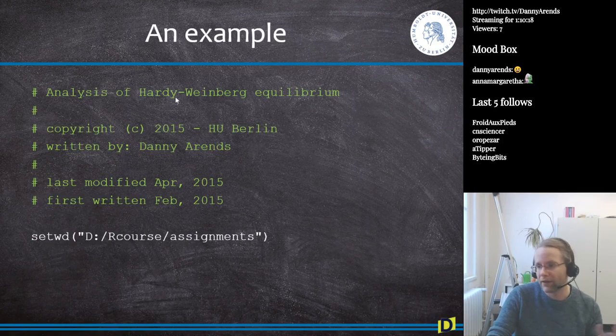So a little example that I generally use. So this is generally the header that I make. So here we see the purpose of the file, right? So the purpose of this file is the analysis of Hardy-Weinberg equilibrium. Then the copyright is, this file was written in 2015, so the copyright is 2015. And of course, since I'm working for the Humboldt University, the copyright is not mine, right? I made this file because I work for the Humboldt University, and the Humboldt University is the owner of the copyright. Everything that I do at work does not belong to me, but belongs to the university I work for. But of course, it is written by me. So, right, written by Danny Arendt. So anyone seeing this file in the future knows, okay, if there's anything wrong with this file and it does not compute the Hardy-Weinberg equilibrium, then complain at this guy.